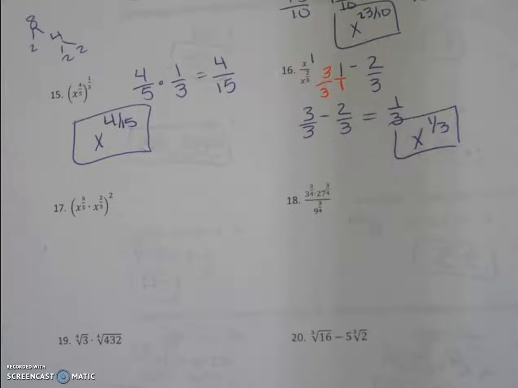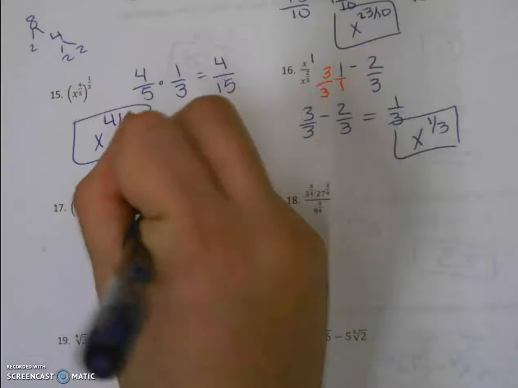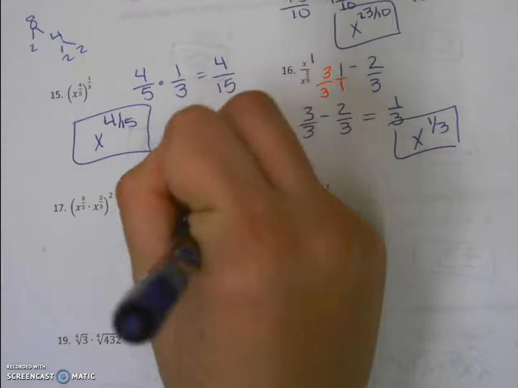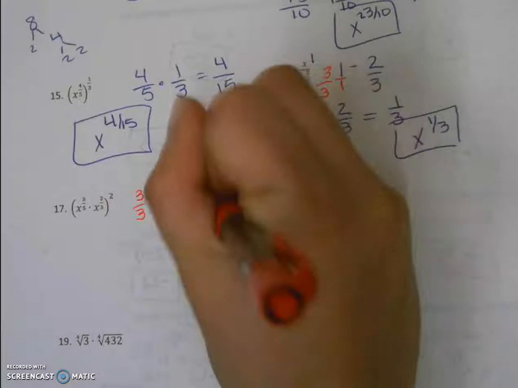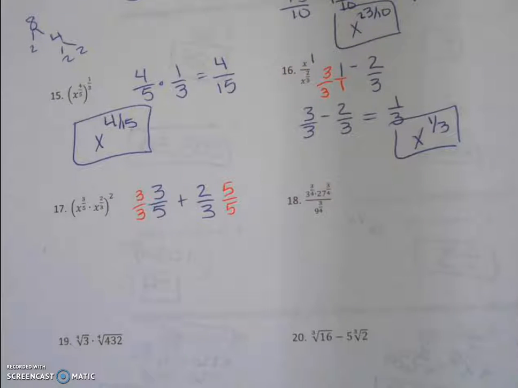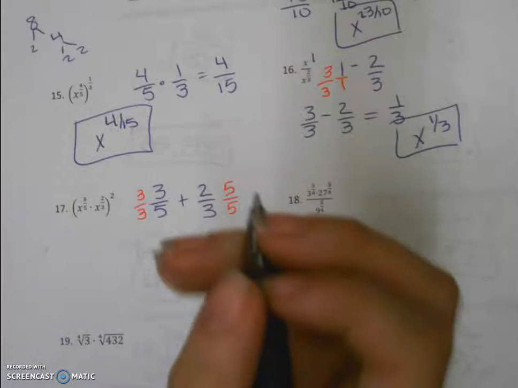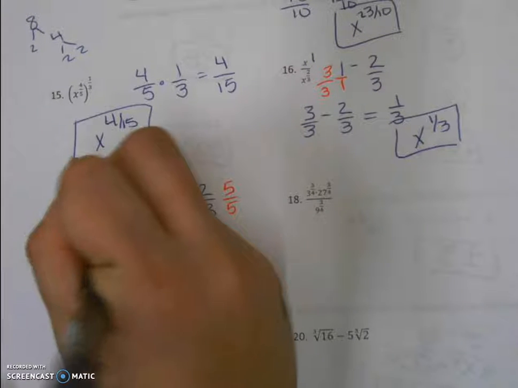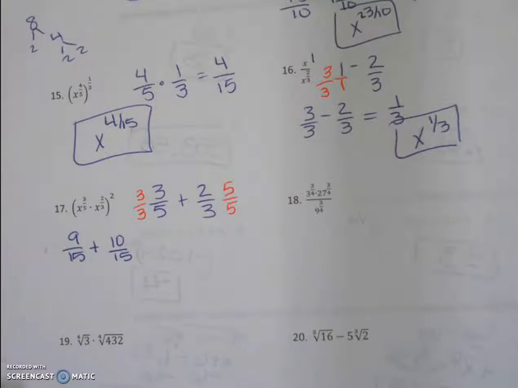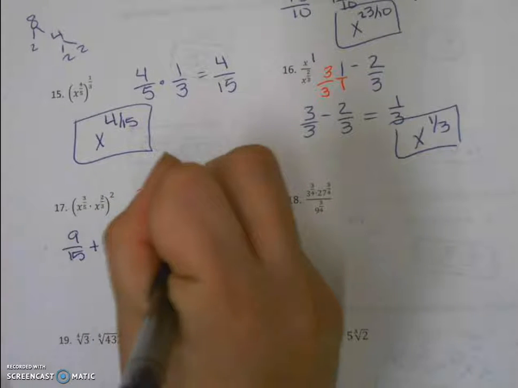Okay. Number 17, there's 2 different ways I can do this. I could distribute my exponent in and multiply it by both of those first. Or I can add my exponents on the inside and then distribute my exponent. I'm going to do the second way first. So I want to add 3 fifths plus 2/3. I need these to have the same denominator. So the first fraction I'm going to multiply by 3 over 3, and the second one I'm going to multiply by 5 over 5. For my first fraction, I get 9 over 15, and for my second, I get 10 over 15. I add straight across, so I get 19 over 15.